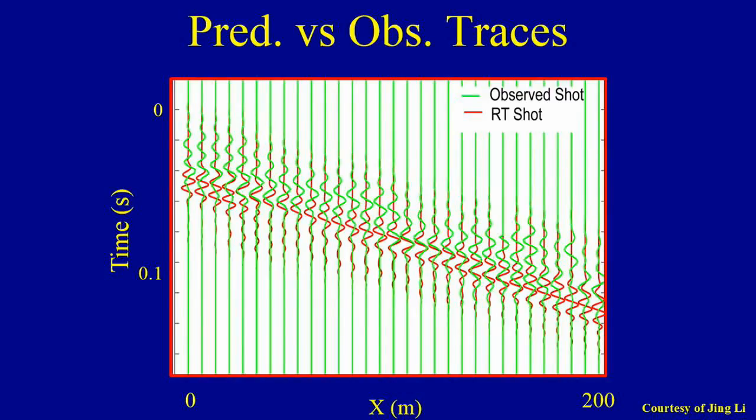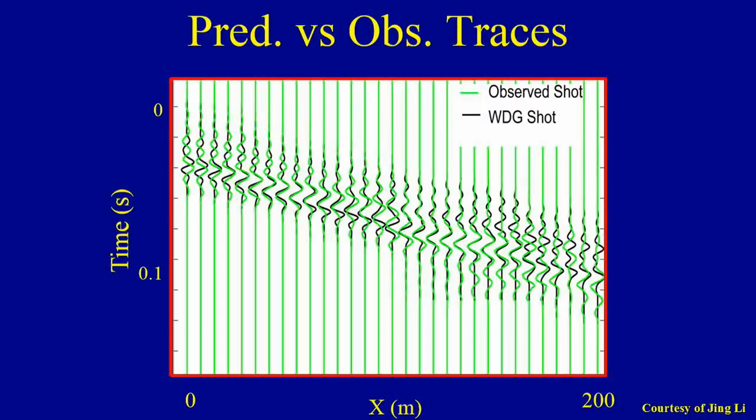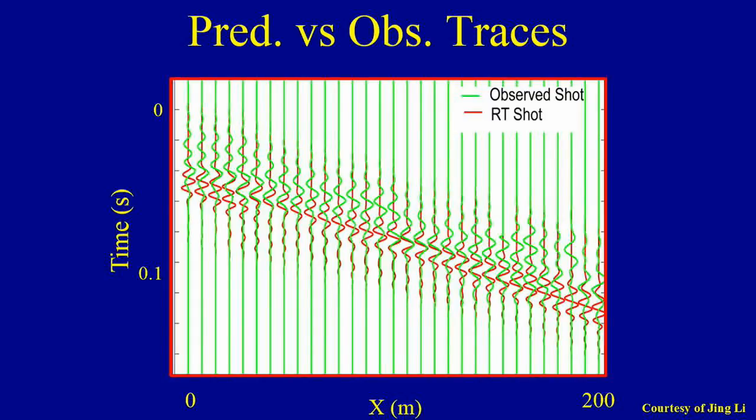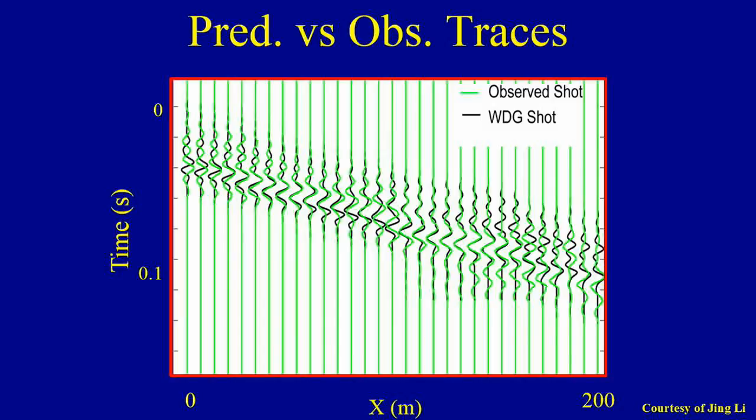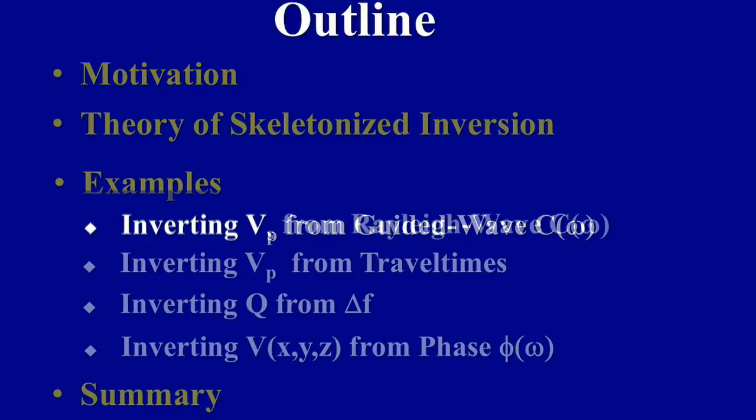Okay, observed shot gather and ray trace tomogram. Anytime you see a lot of red and green, it means they disagree. But if you now compare the observed shot gather in green to the WDG shot gather, you see a lot more agreement between the two. Here's before and here's after. You do see disagreement starting to take place at the far offsets. Any questions about that?